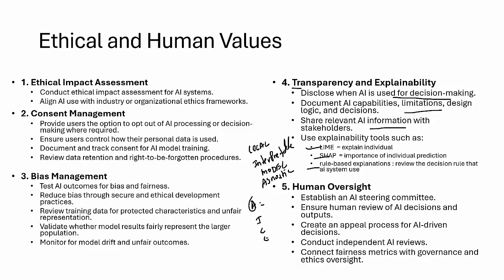Human oversight is important, definitely, and that is only possible when you have a committee, because we need the viewpoint of everyone. We need to ensure human review for AI decisions and output, create an appeal process for AI-driven decisions, and have independent AI review. That is part of the metrics. That should be there.